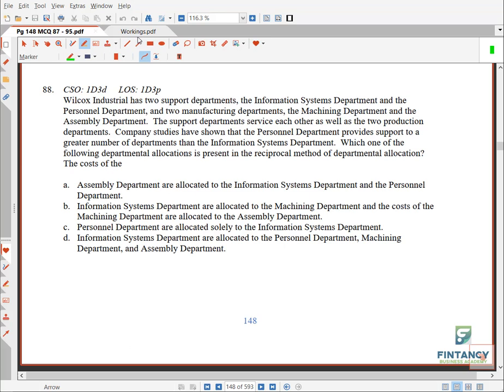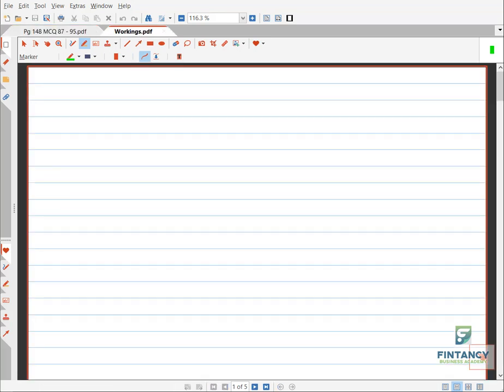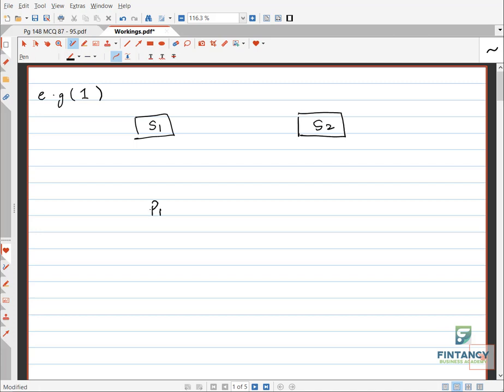For that, I will open this workings here. So assume we have example number one. Assume we have two service departments, which are S1 and S2, and two production departments, P1 and P2.